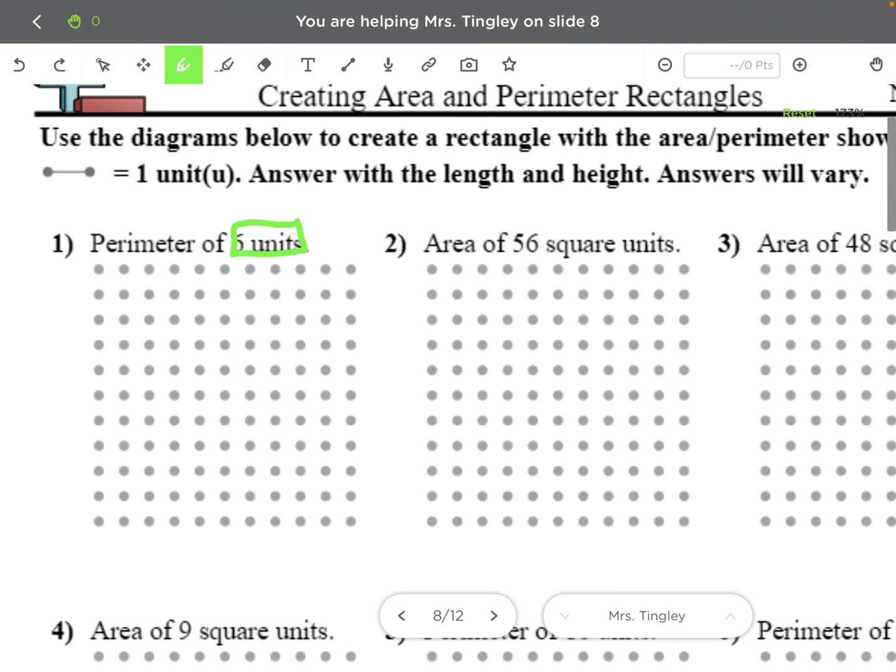When we are given the perimeter, that means that there are 6 line segments. This is one line segment. So I need to make a shape, a rectangle or a square that has 6 line segments around it. So first, let's start at the very top. So we're all making the same shape.